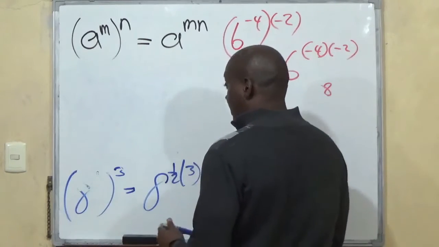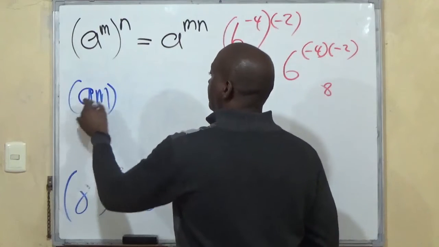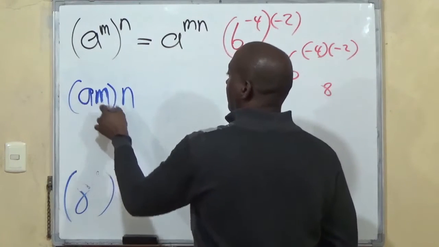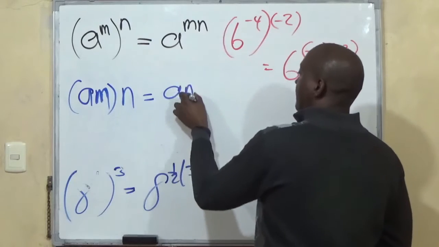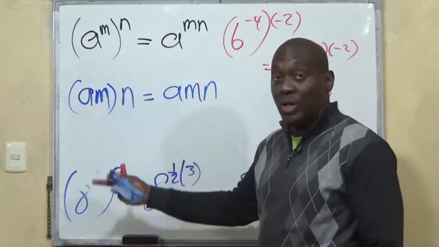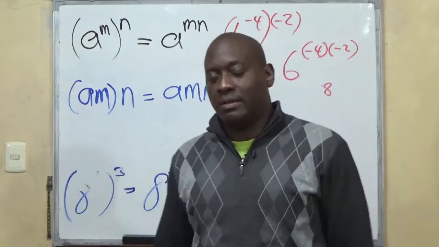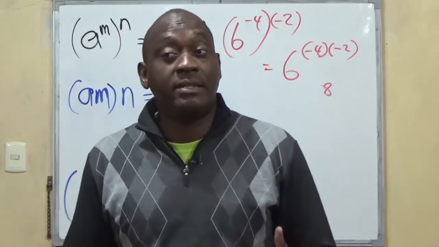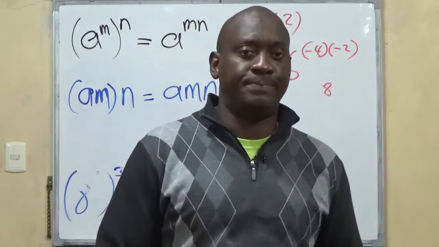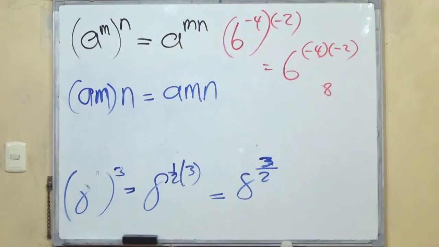So if I have a multiplied by m in brackets, and all that is multiplied by n, then that will be amn. See? It is similar, it looks similar, it appears similar. But in terms of what it actually is, it is a horse of an entirely different color. So let me illustrate the difference between those two.